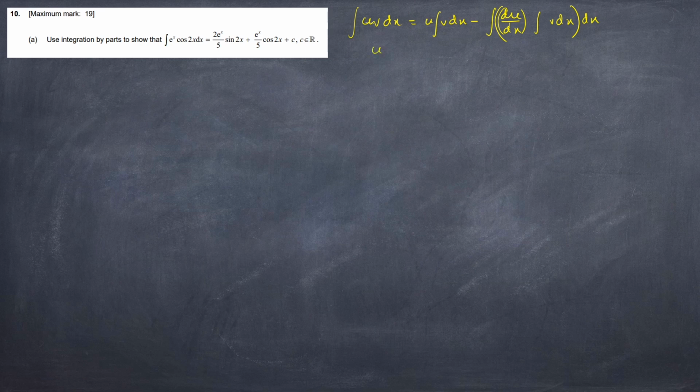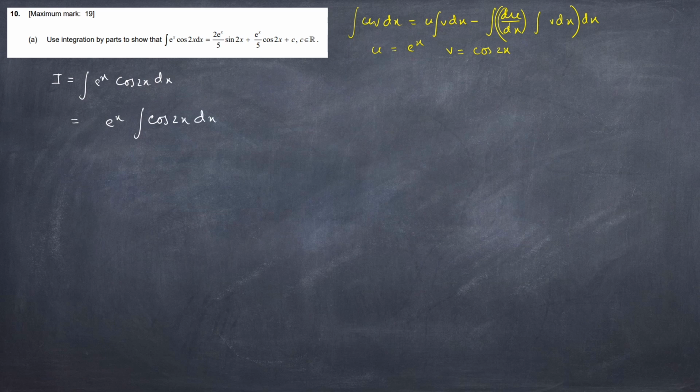Let us consider u to be e to the power x and v to be cos 2x. So this we have considered here. Now we will start to solve the problem. Let us consider I equals integration of e to the power x cos 2x dx. This first step is very important. We have considered u equals e to the power x and v equals cos 2x.